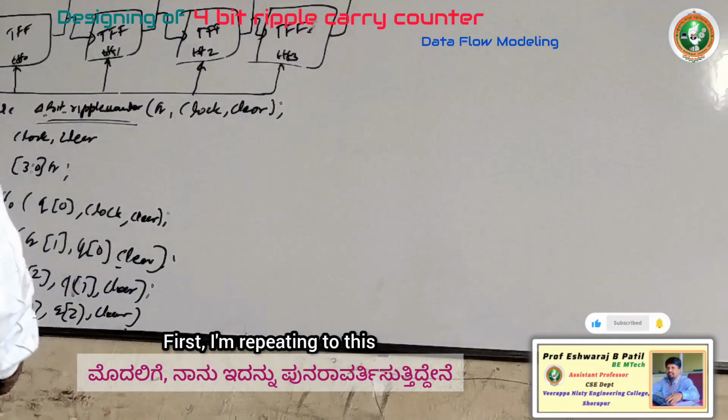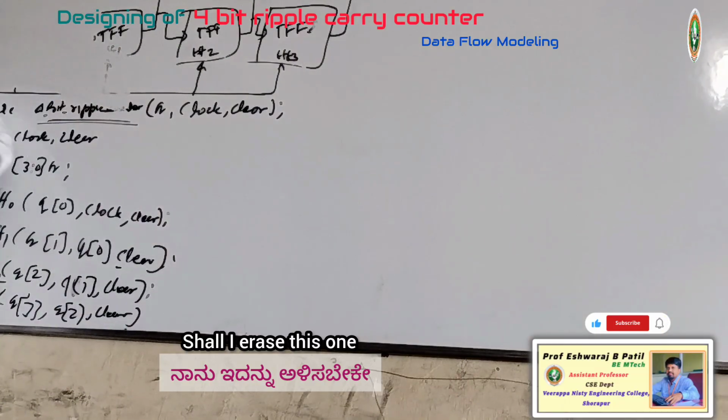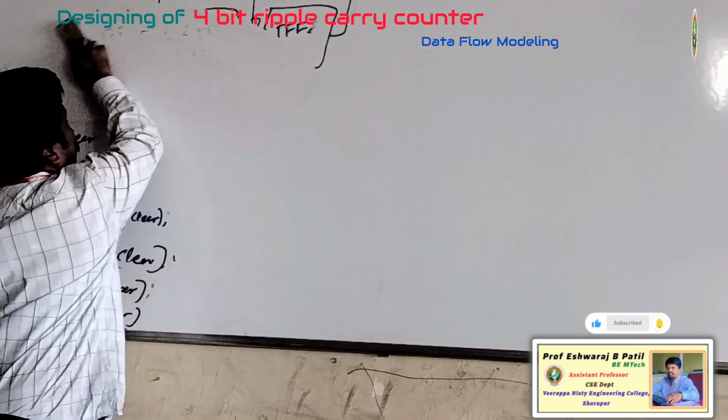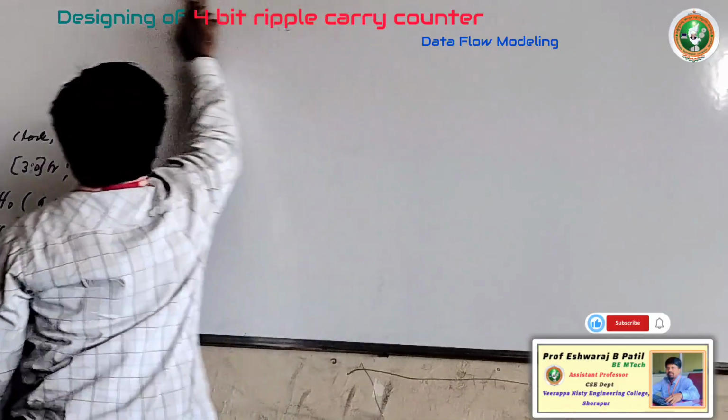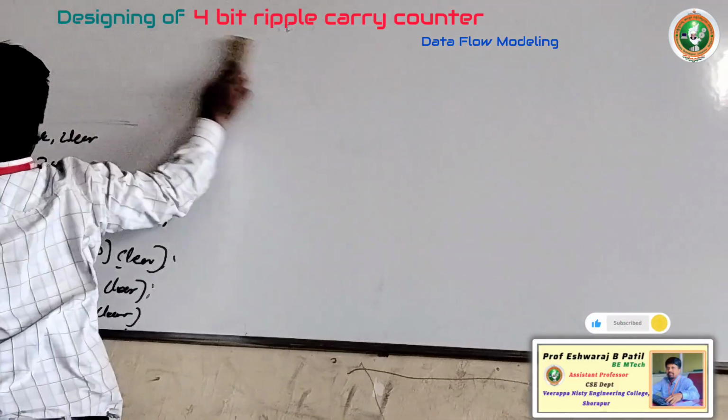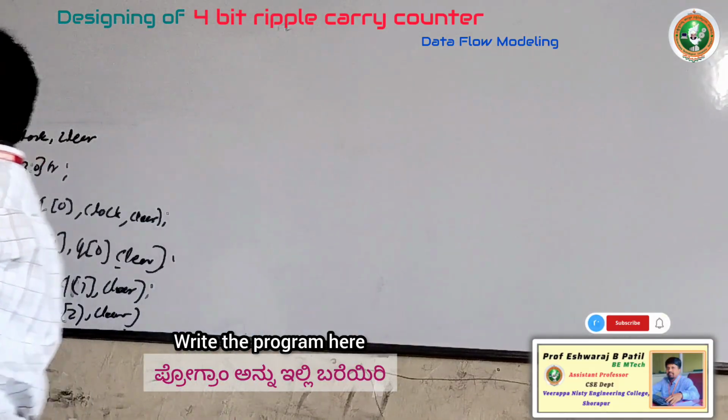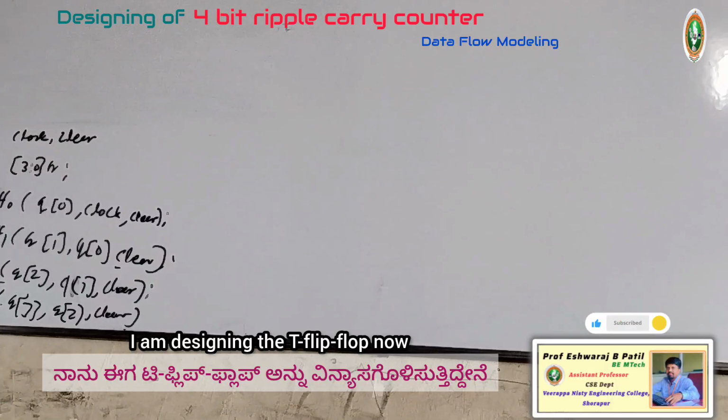First, I am repeating this. Shall I erase this one? Okay, write the program here. I am designing the T flip flop now.